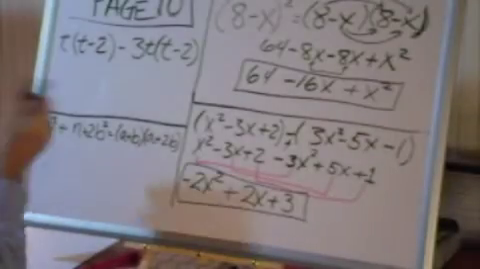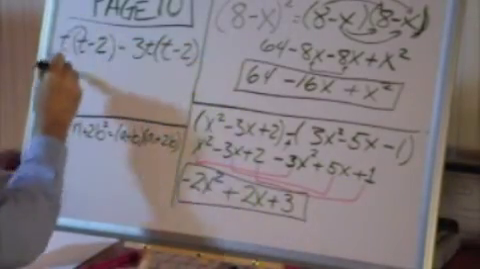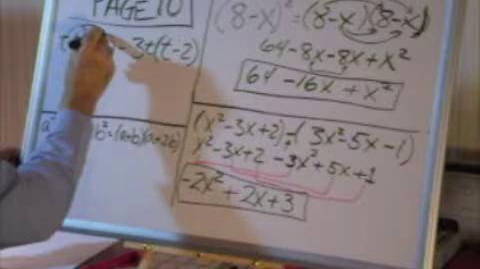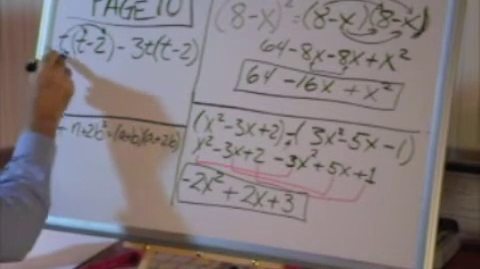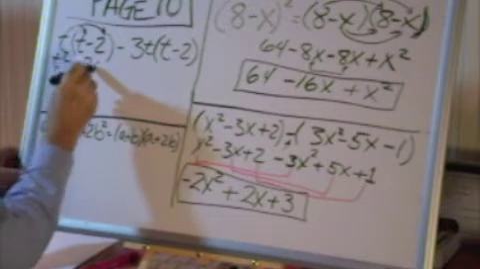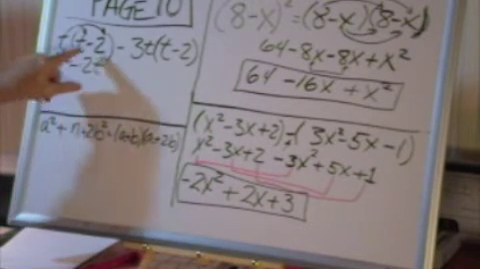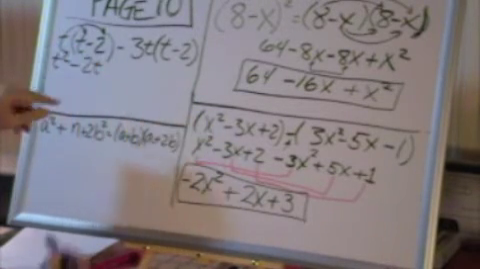Do it again. Here we are. T times T and T times 2. That is T squared minus 2T. That is the distributive axiom there.